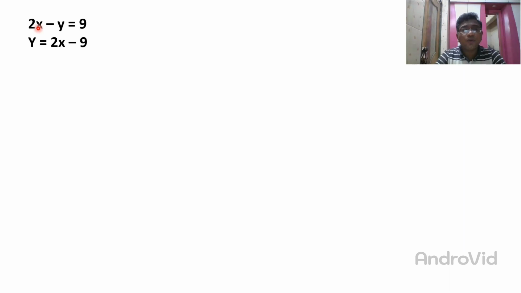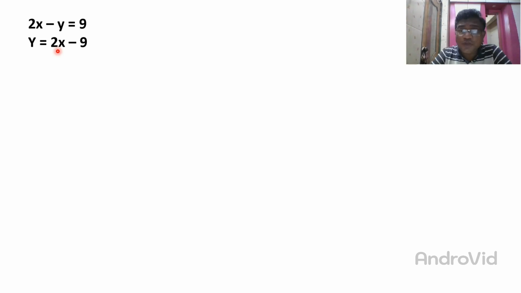See here, 2x minus y is equal to 9. This is the equation. So what can I do first? This -y goes across, it becomes plus y. So here I write y only, because that goes across to the equal side. Then this 2x remains as it is, plus 9. So that plus 9 goes across, -9. So y is equal to 2x minus 9.